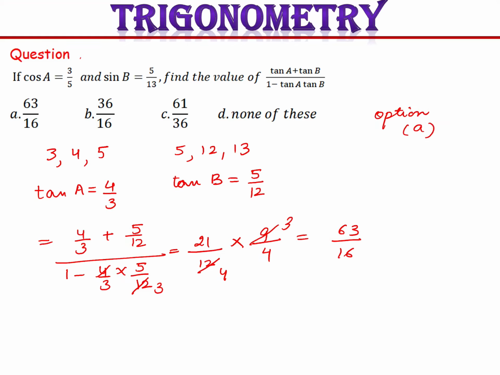So here I have my answer. You should always remember 3, 4, 5 and 5, 12, 13 are the Pythagoras triplets. Using this, I can write the value of any of the trigonometric functions, and that becomes easier for me also. So next question.